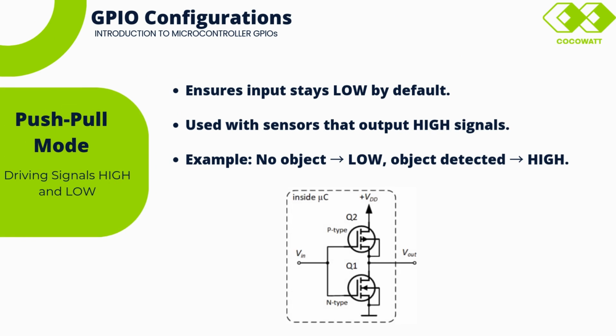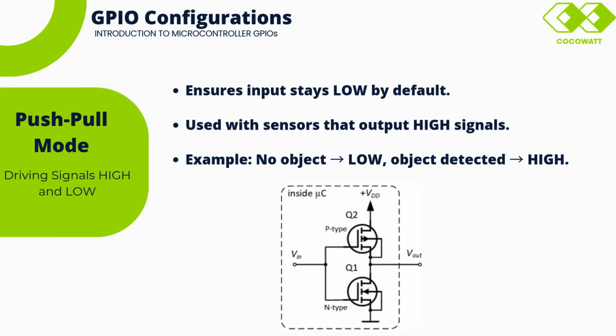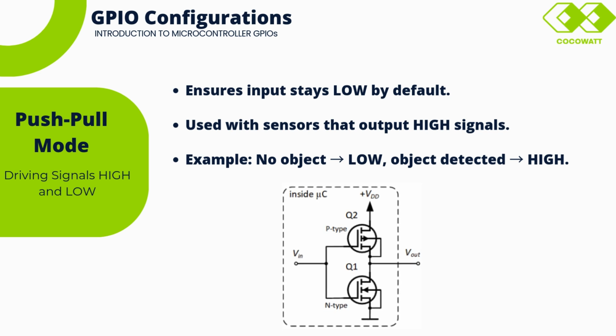Now let's discuss push-pull mode. In this configuration, the GPIO pin can actively drive the signal high or low. This is the default mode for most GPIO outputs and is ideal for controlling devices like LEDs, motors and relays. Imagine you are controlling an LED using a GPIO pin in push-pull mode. When the GPIO is set to high, the LED turns on. When the GPIO is set low, the LED turns off. This mode provides strong drive capability and is perfect for applications where you need to control devices directly.